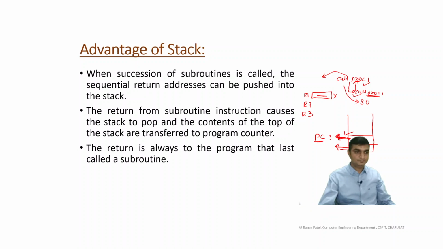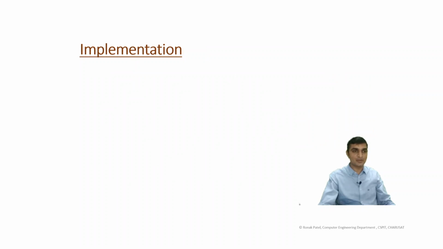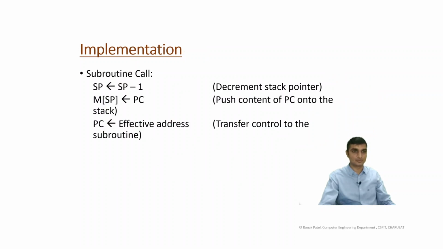Now next, the return is always to the program that last called the subroutine, that we understand, right? Because we have used functions in C, or factorial and all, and it solved the problem of recursive subroutines, which I have explained. Now how to implement this? We are using the stack for this.